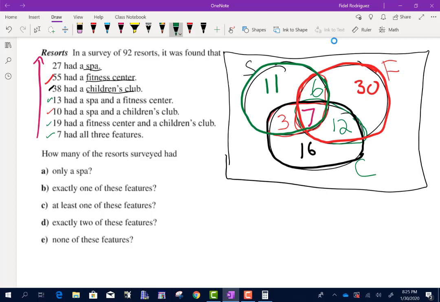Now, guys, I still have one more number I have to figure out. Remember what we had a total of. We had a total of 92 resorts. So the first thing I'm going to do is add up all the numbers on the inside of the circle. I'm going to subtract it from 92, and that's going to give me the number that I'm going to put over here.